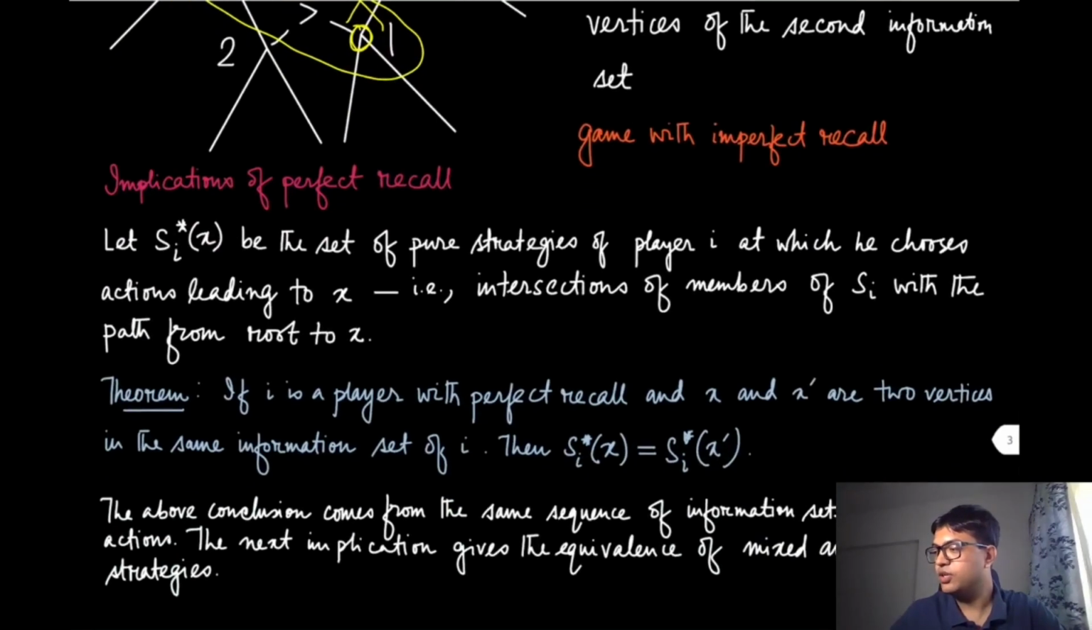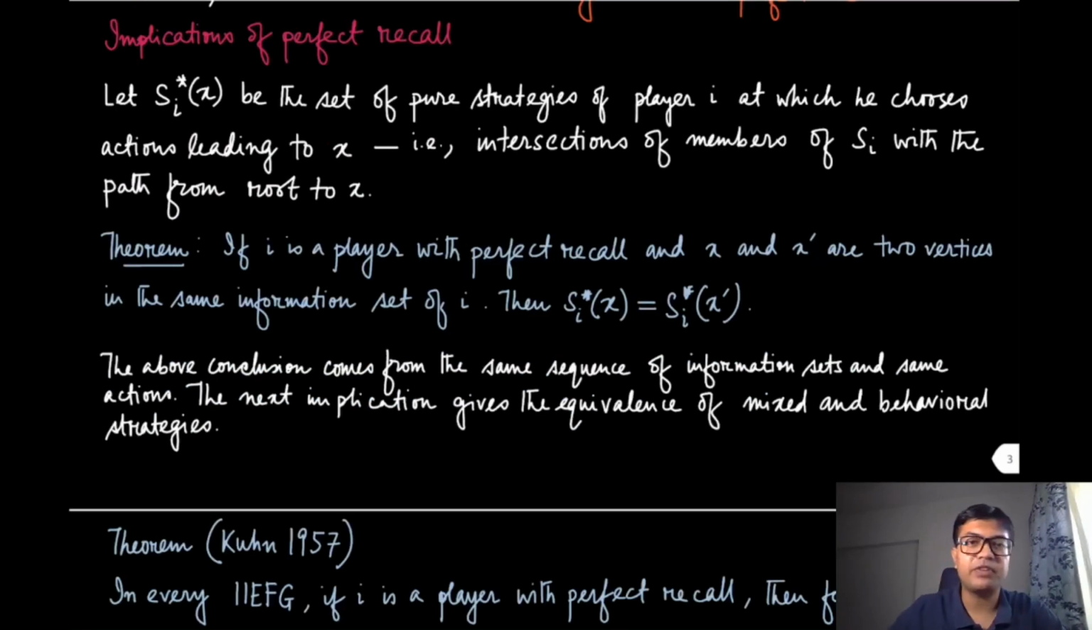So let us also look at what are some implications of perfect recall. The perfect recall definition will also give rise to certain equality in the strategy sets. So let's define this one. Let's say Si star of X be the set of pure strategies of player I at which he chooses the actions leading to X. So there might be multiple actions.